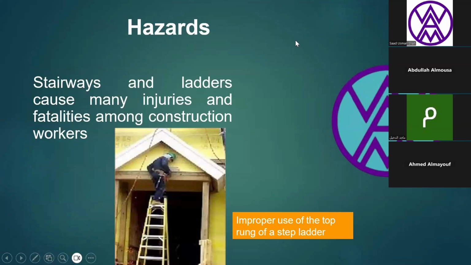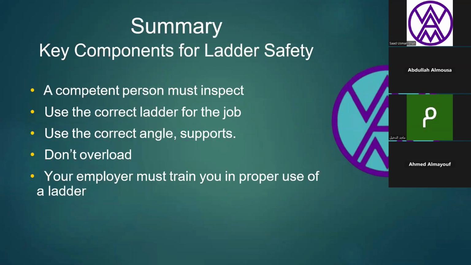Stairways and the ladders cause many injuries and fatalities among construction workers. As we have already discussed both, these are some of the key points that we should know. A competent person must inspect. Use the correct ladder for the job. Don't overreach if you're using a ladder. Use the correct angle and supports. Don't overload. What should be the load? I didn't discuss that. Let's suppose I'm 80 kgs and I'm holding 20 kgs of equipment in my hand. So that's a total of 100 kgs. So the ladder should be rated for 200 kgs, meaning the total weight I'm carrying with myself should be multiplied by 2. Never overload, and your employer must train you on the proper use of ladders.